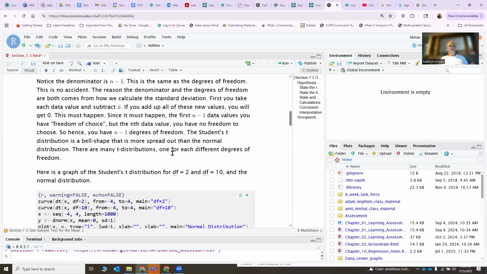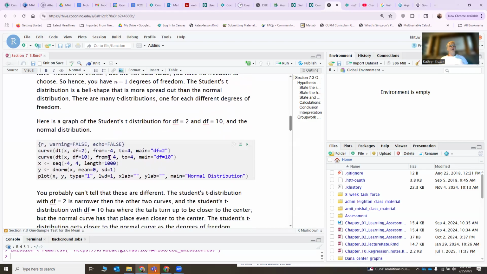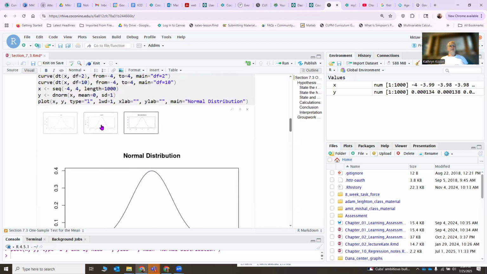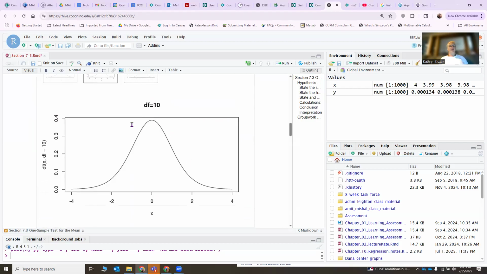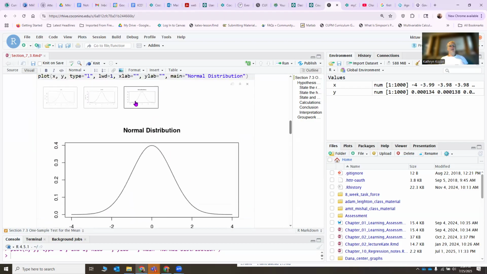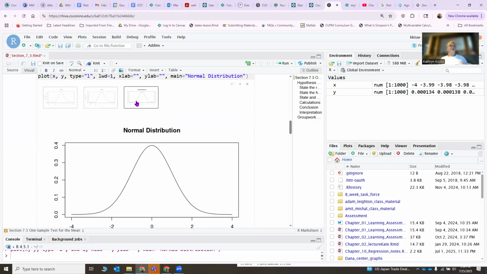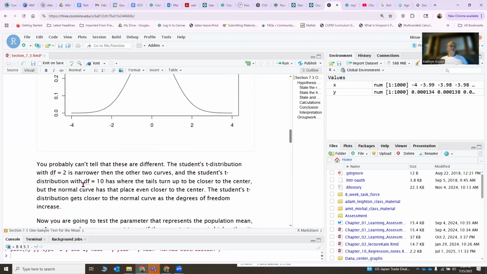There are many t distributions, one for every different degrees of freedom. So this is what the graph looks like. This is a normal distribution. This is when your degrees of freedom is 10. It looks a lot like the normal distribution, but if you click on it, you notice that the shape changes ever so slightly. And even when degrees of freedom is 2, it gets even narrower. So it keeps getting narrower, and the ends are not as flat. So that's how it kind of changes.